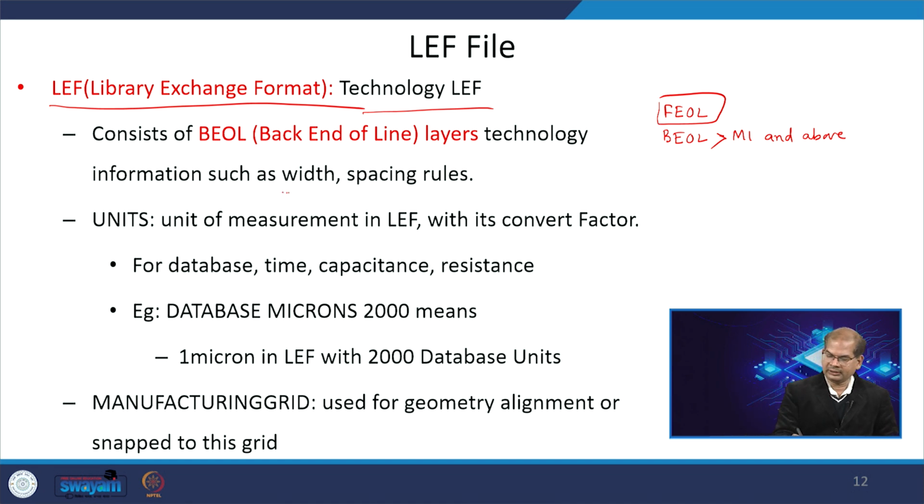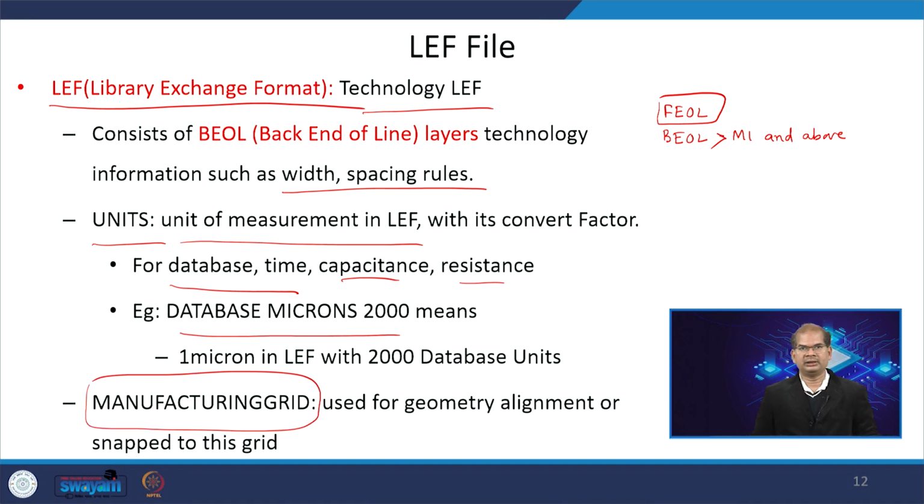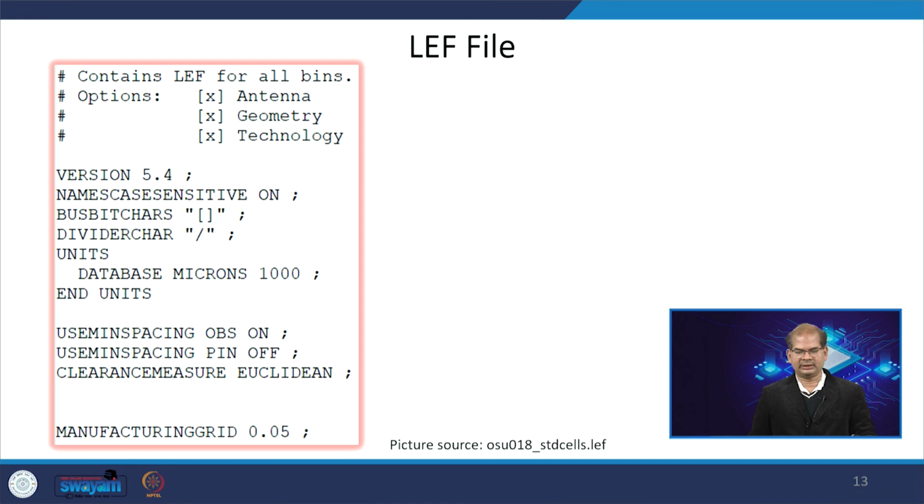It has the width and spacing rules, and it has units of measurement of the LEF, which are basically the conversion factors. It has database unit, capacitance, resistance information. It has a database in microns, which means that 1 micron in LEF is 2000 database units. It has a manufacturing grid. Why is this manufacturing grid necessary? It is used for geometry alignment, or snapping each of the cells and blocks to that grid. So, this is a sample LEF file, how it looks.